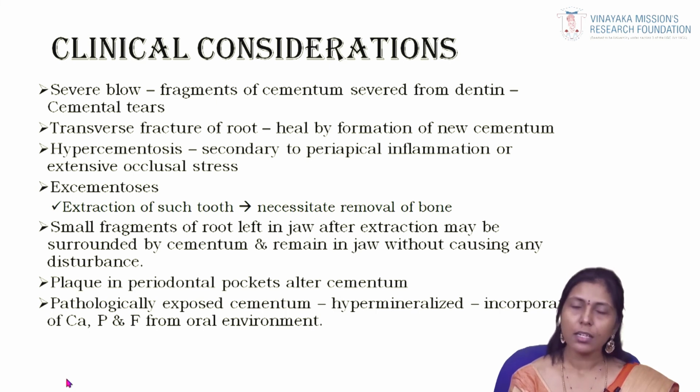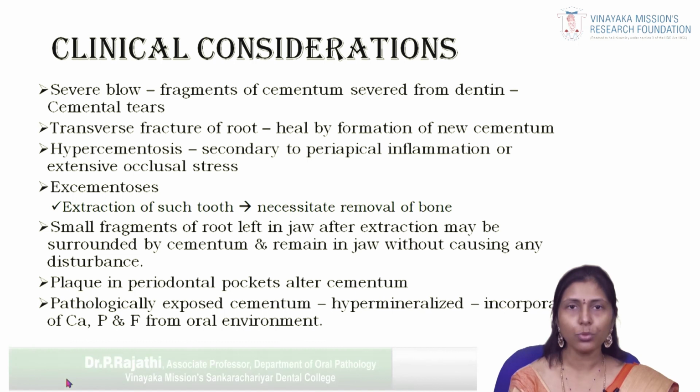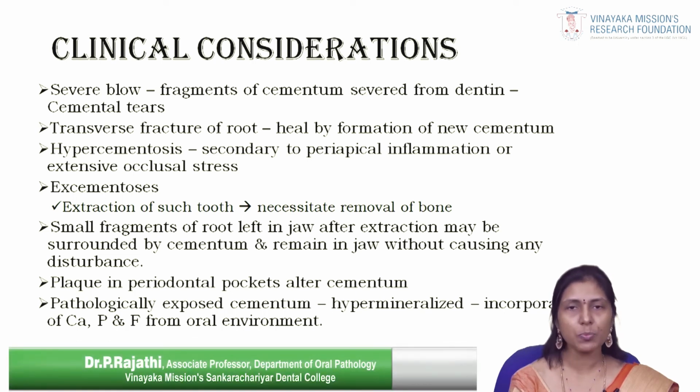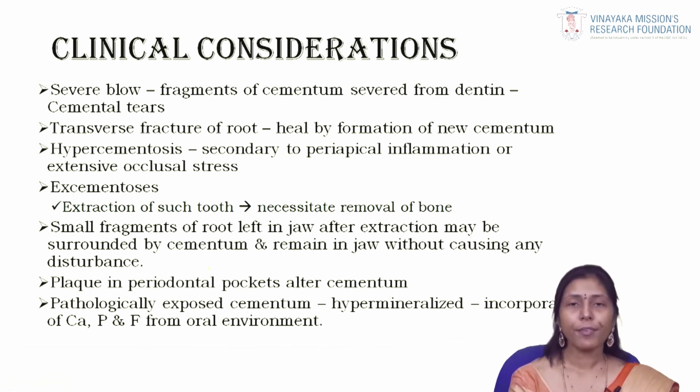Hypercementosis may occur secondary to chronic periapical inflammation or extensive occlusal stress. In case of excementosis, that is when there is going to be a knob-like extension of the cementum, extraction is going to be difficult. There you have to remove the bone to extract the tooth in case of excementosis present within the tooth. Small fragments of root sometimes may be left within the jawbone, but it will not cause any disturbances.